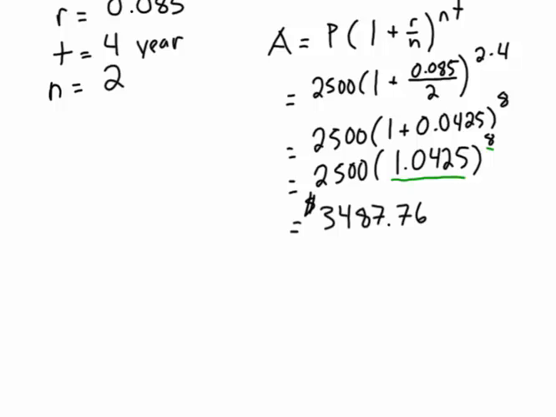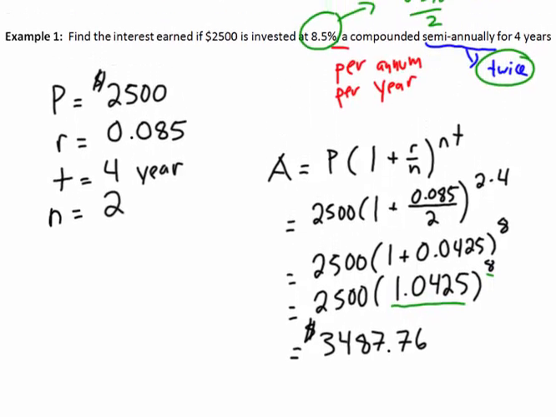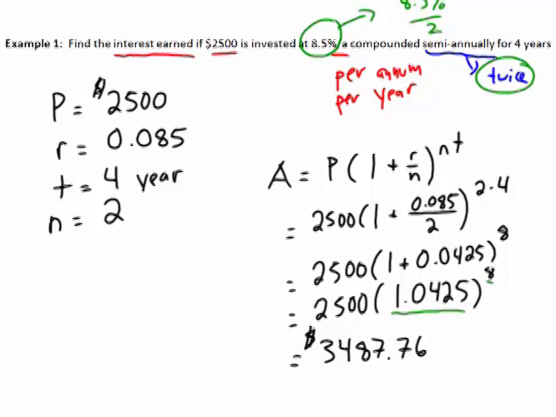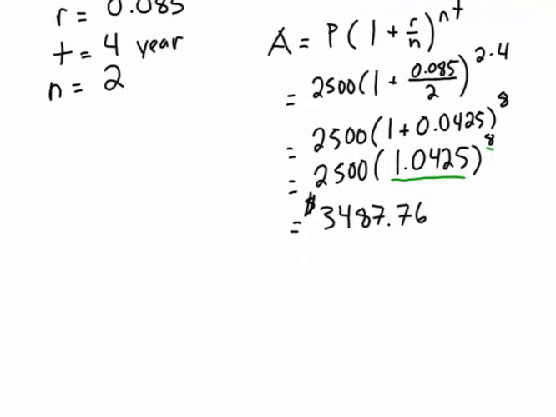There's our final amount. Now, the only thing we have to be careful about here is we want to find the interest earned. So if we start with $2,500 and in the end we have $3,487.76, the interest is going to be the difference. How much money was earned?